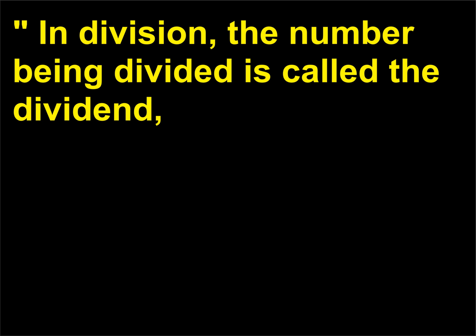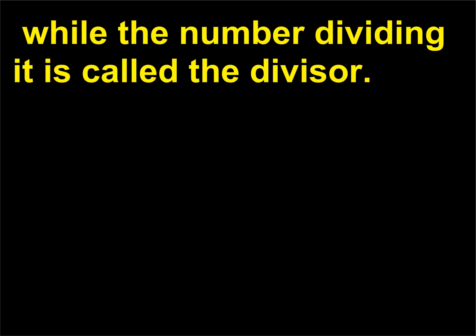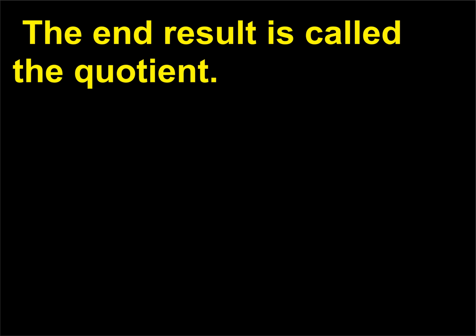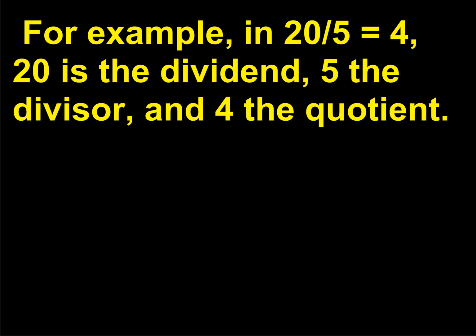In division, the number being divided is called the dividend, while the number dividing it is called the divisor. The end result is called the quotient. For example, in 20/5 equals 4, 20 is the dividend, 5 the divisor, and 4 the quotient.